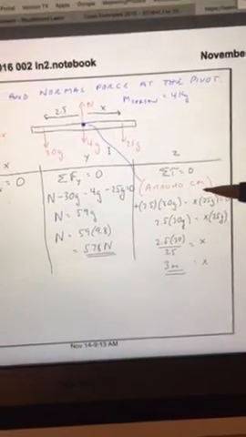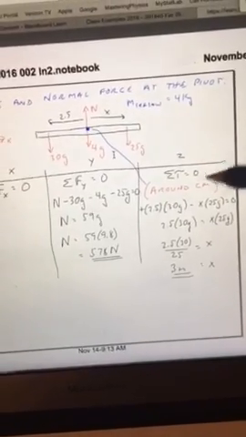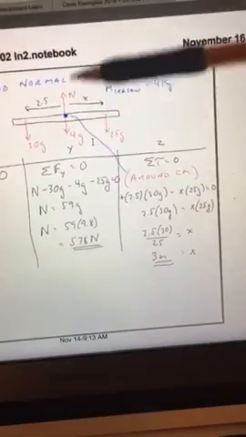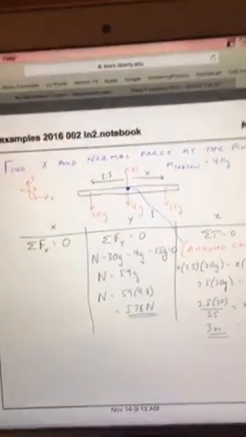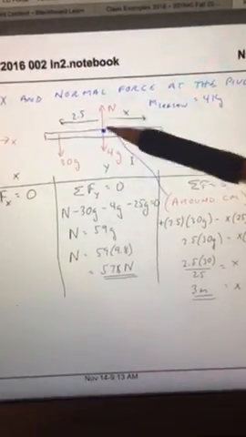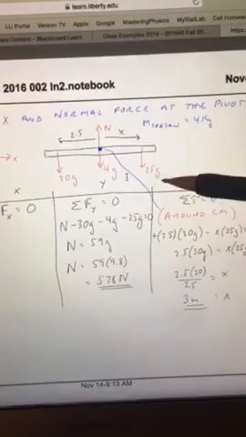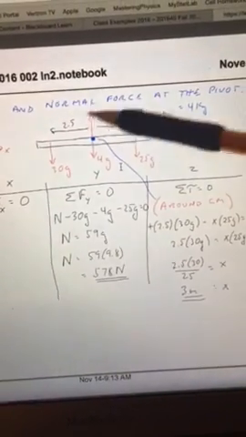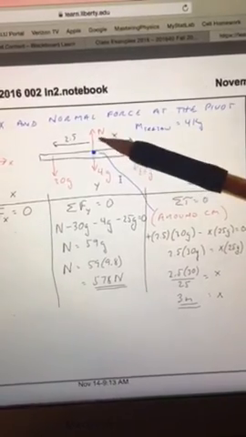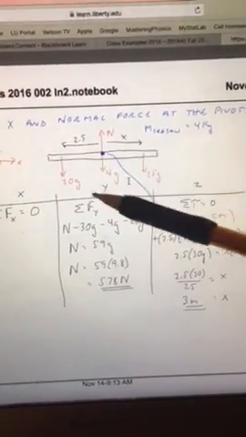You're always trying to pick the pivot point at a place where it will eliminate most of the unknowns. So we picked the center of mass for the pivot point on this one. But if you look at all of your forces, you can be like, okay, well right here, I don't know the normal force. So it would be beneficial for me to pick the pivot point where the normal force is coming out.